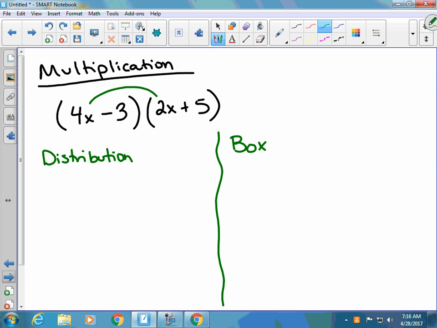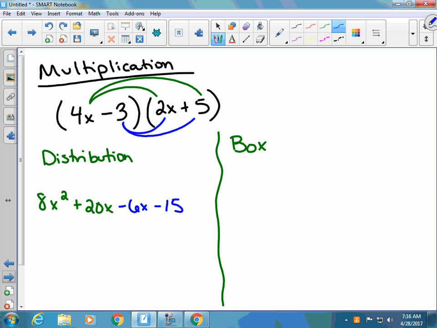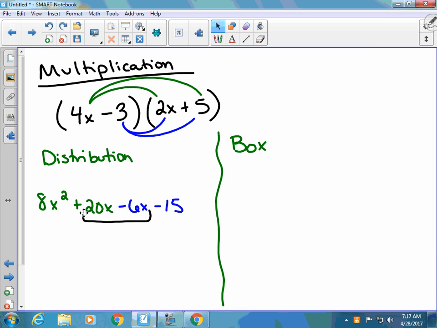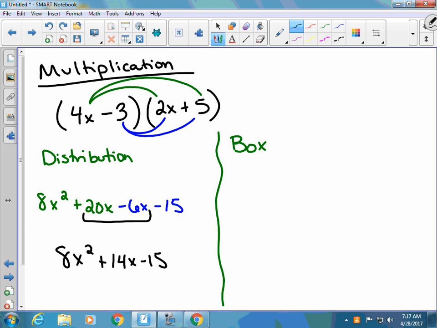So we've got 4x times 2x, which would give us 8x squared. Then we will go 4x times 5 to give us 20x. Now I got to distribute the negative 3, so negative 3 times 2x would give me minus 6x. Negative 3 times a positive 5 would give me that minus 15. So I actually have like terms here, so I'm not actually done. If you notice, I've got that 20x and that negative 6x that I can combine for a final answer of 8x squared plus 14x minus 15.